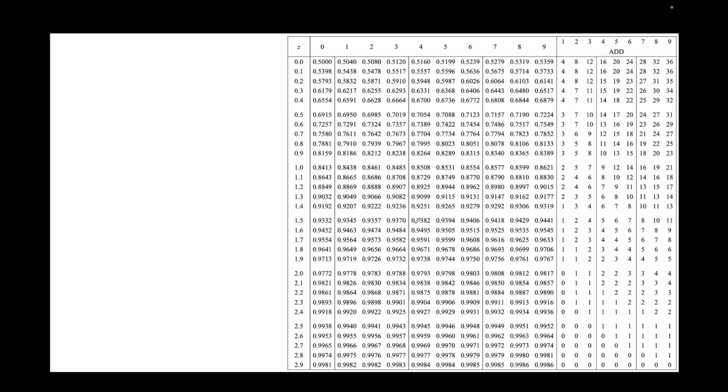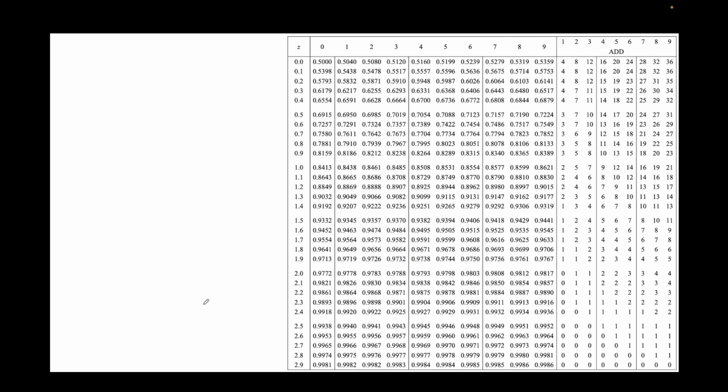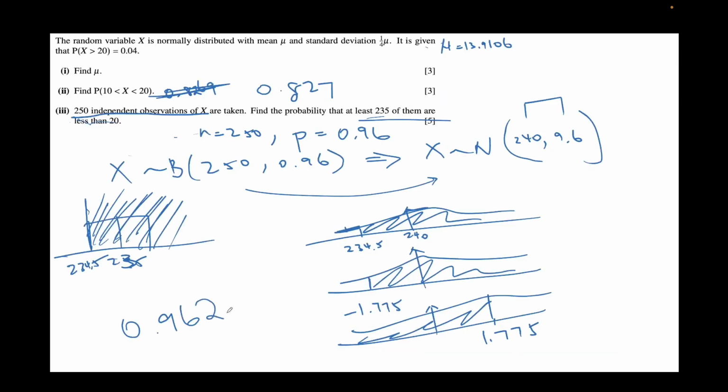Where is 1.775? 1.77 over here, 5 over here. So 0.9616 and a 4 over there, 0.9620. So the answer over here for part 3 is 0.96. Was it part 2? Part 3, yeah.